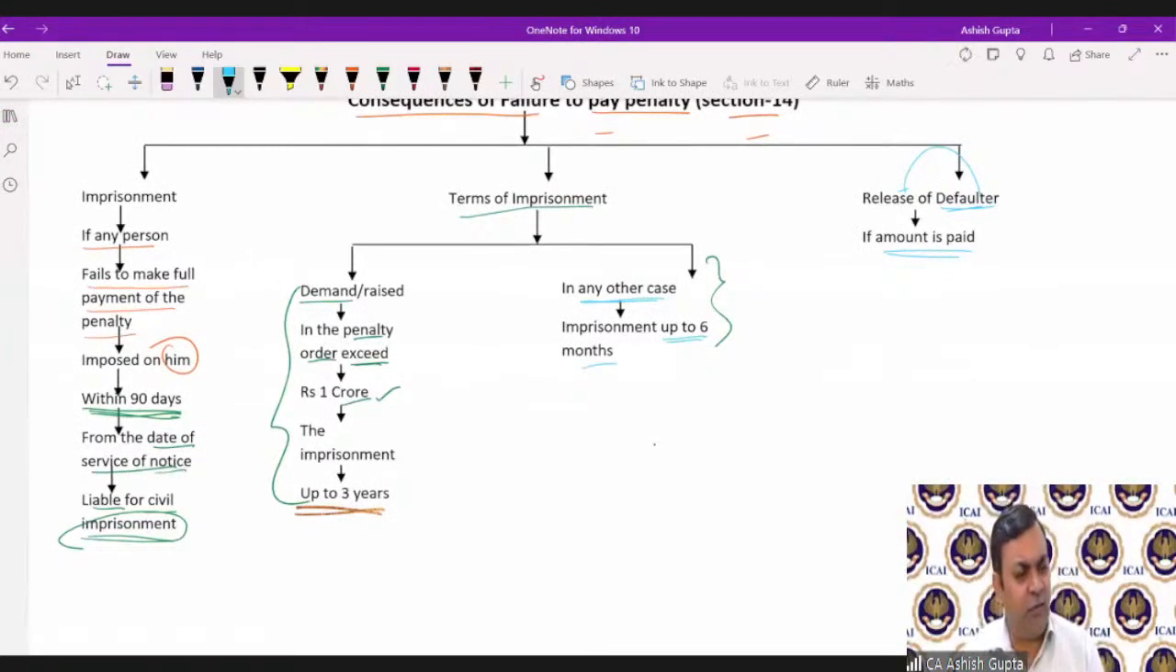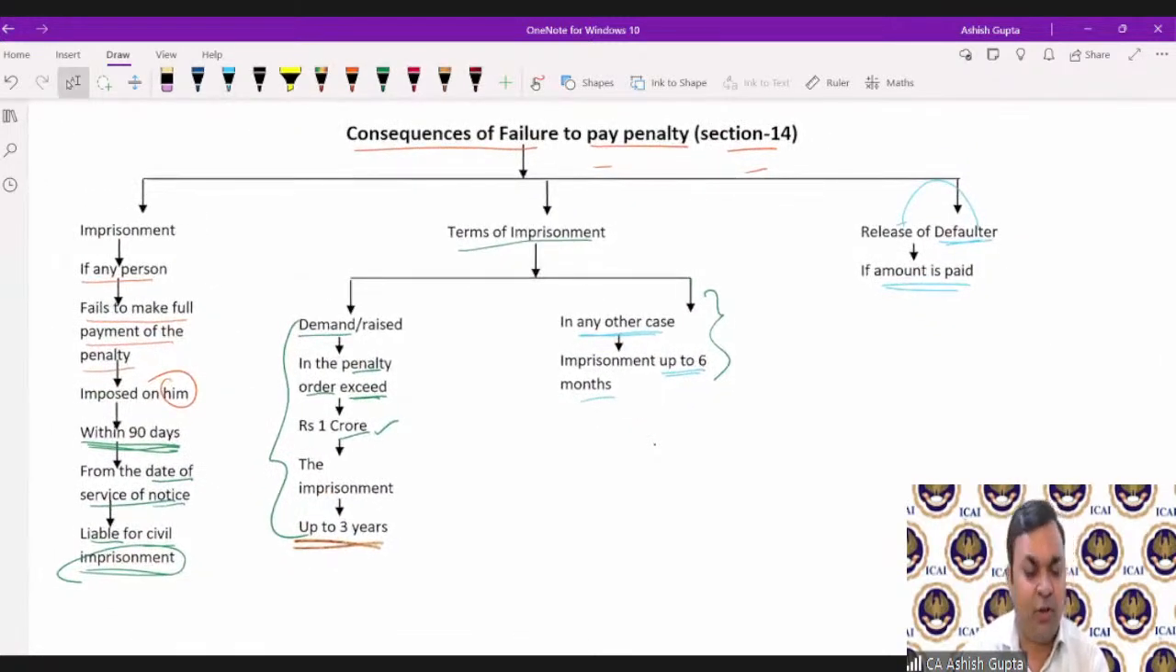Section 14 is clear. In what case will this penalty be levied, in what case is there civil imprisonment? Section 14 is clear or not? Section 14 talks about the failure to pay the penalty and what the consequences will be over the failure, right? So is Section 14 clear or not? Kindly comment in the chat box. Section 14 is clear? Clear. Okay.